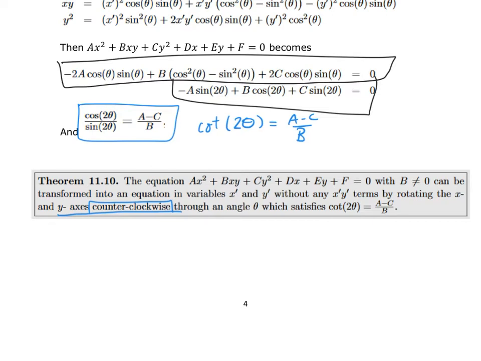Questions for me so far? When you say it's called when you're missing A or C? It's a parabola. Did you say angle between 0 and pi over 2? 0 and pi over 2.